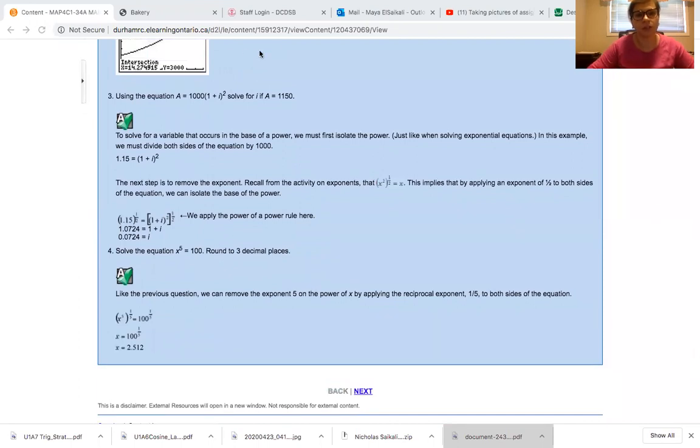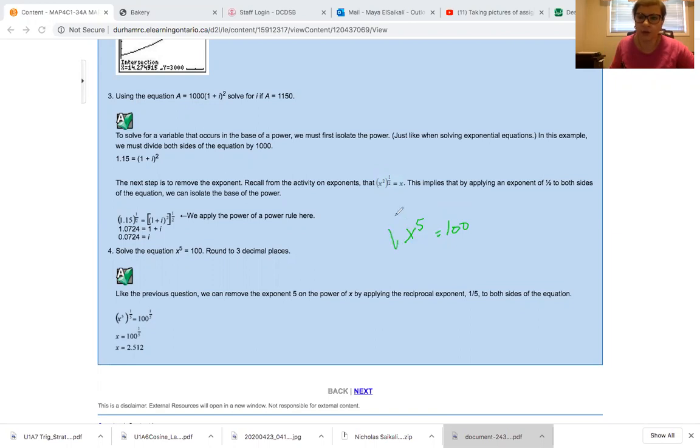In this question, they're asking you to solve for x to 3 decimal places if you have x to the power of 5 equals 100. Remember, we are doing the opposite operation. So if I have x to the power of 5 equals 100, to get rid of that power of 5, I have to do the fifth root, or I have to raise it to the power of 1 over 5. I'll show you two things.